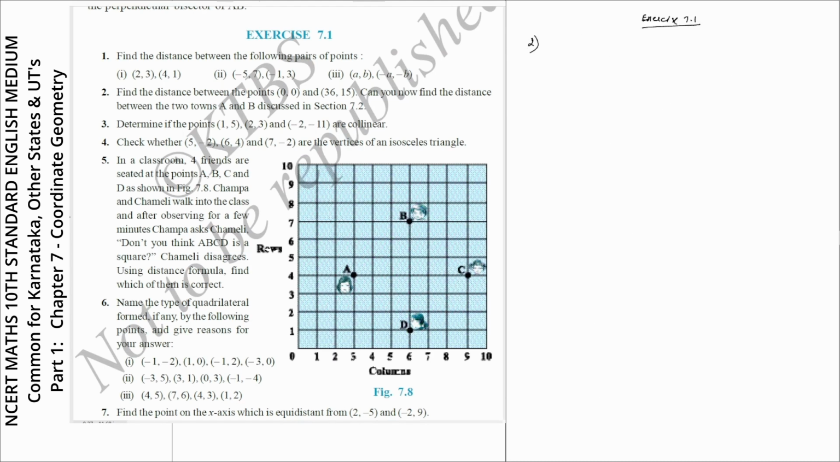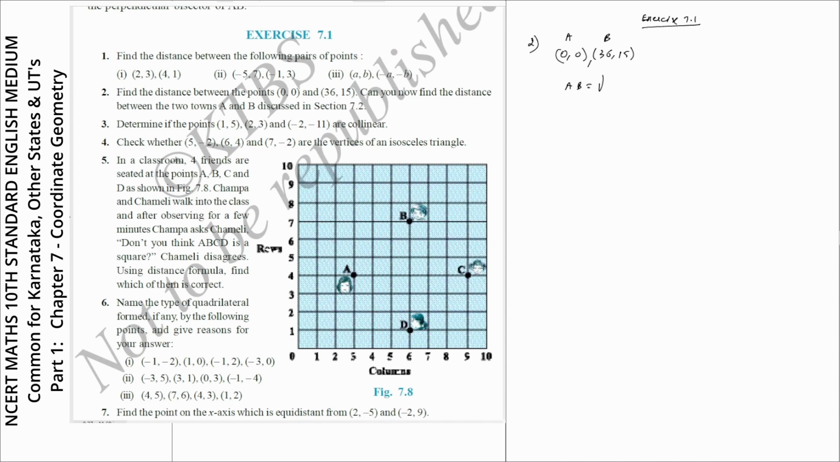Exercise 7.1, question number 2. Find the distance between the points (0, 0) and (36, 15). Can you now find the distance between the two towns A and B discussed in section 7.2? So first, the given points are (0, 0) and (36, 15). The first point I will take as A, the second point as B. Now what is the distance between A and B?